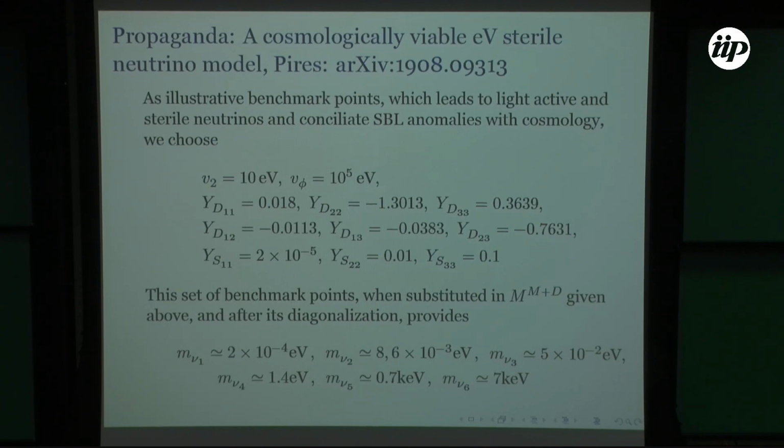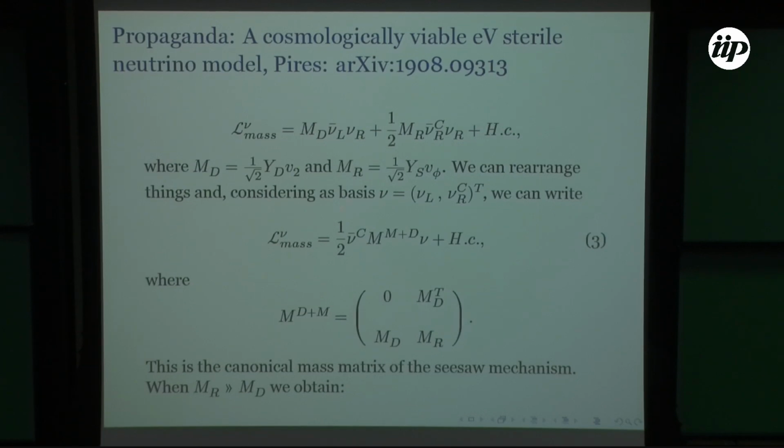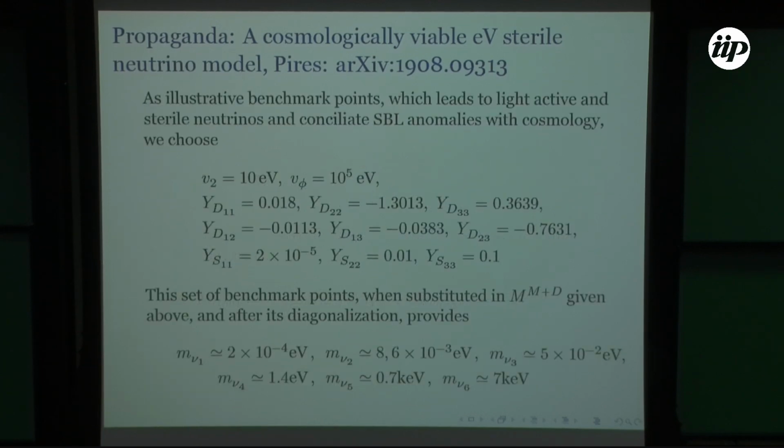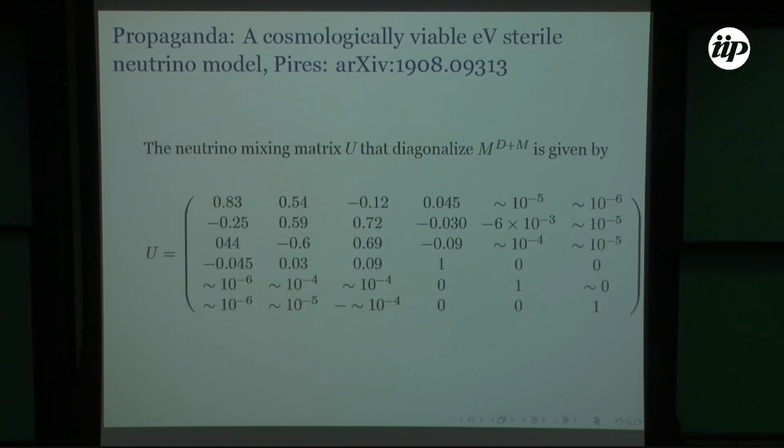In order to diagonalize this mass matrix, the mixing matrix with this data is exactly this one. Observe that this 3-3 block is the UPMNS mixing matrix. This explains solar and atmospheric neutrino oscillation. And those are the values that you need to explain MiniBooNE.